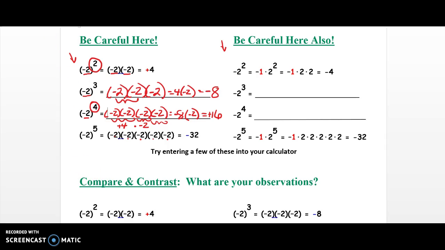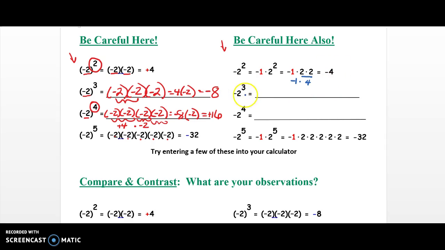Okay. Let's do the other side over here. Over here, your base is just 2. It is not that negative sign. That negative sign is like taking negative 1 and multiplying it by 2 squared. You're going to take 2 times 2, which is 4. Now multiply your 4 by the negative 1, and you get negative 4 for an answer.